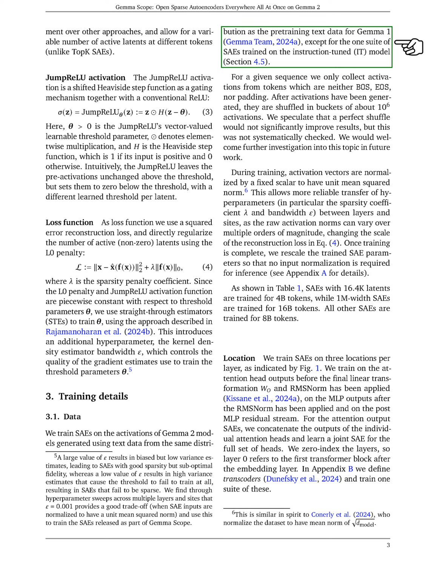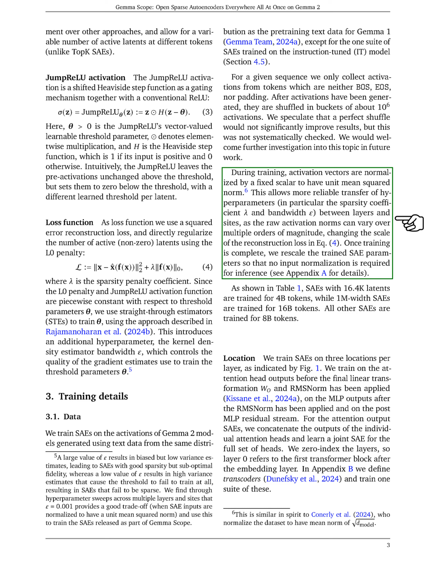We train our SAEs on activations from Gemma 2 models, using text data similar to that of the pre-training text for Gemma 1, except for one suite trained on the instruction-tuned model. We only gather activations from tokens that are not beginning of sequence, end of sequence, or padding. After generating activations, we shuffle them into groups of about 32. While we believe a perfect shuffle wouldn't greatly enhance results, we haven't verified this systematically and encourage further exploration in future work.